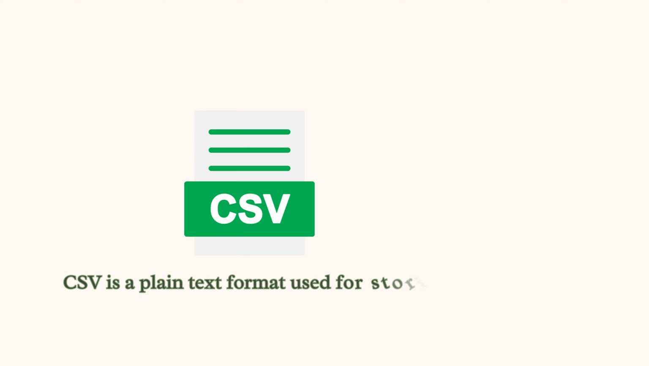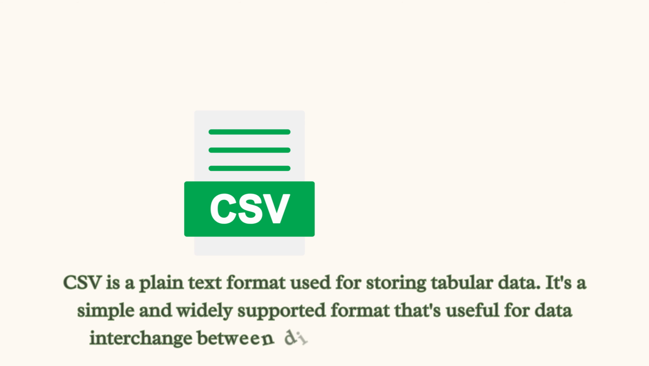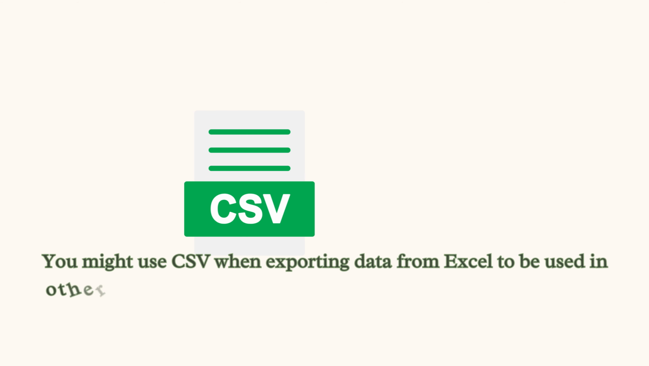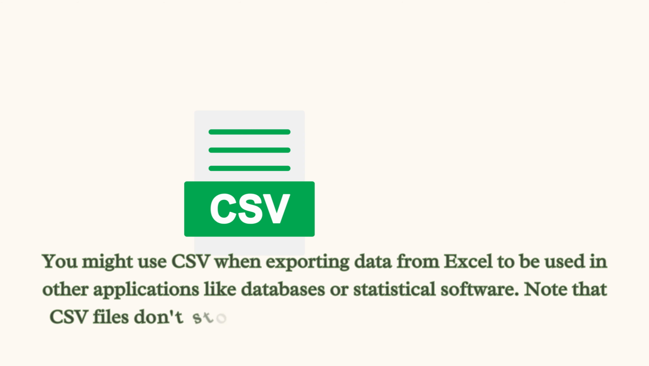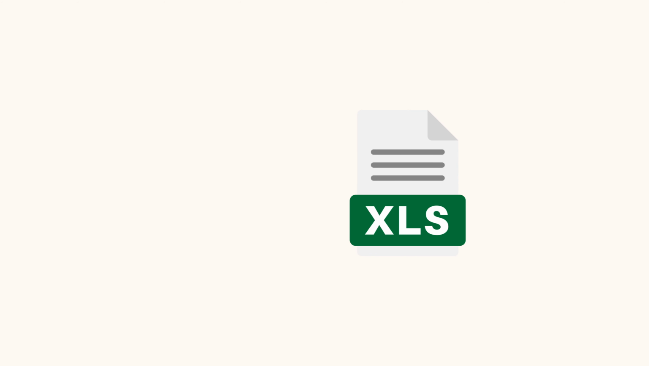.csv, comma-separated values. CSV is a plain text format used for storing tabular data. It's a simple and widely supported format that's useful for data interchange between different software and platforms. You might use CSV when exporting data from Excel to be used in other applications like databases or statistical software. Note that CSV files don't store formatting or multiple sheets. They contain raw data only.